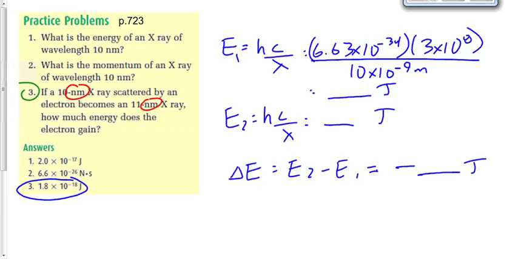Even if you miss that, you're probably still going to get the right answer to this, because you're going to end up with a negative value for delta E, and then you're just going to say, oh, I'll just drop the negative, and you'll be right. Okay, but we want to understand that as well.